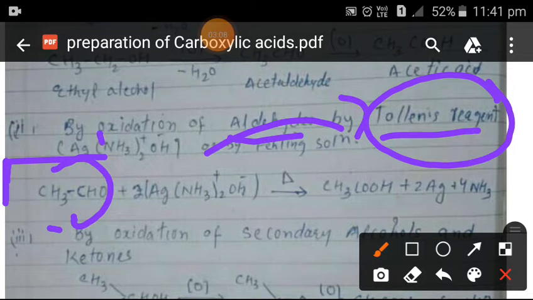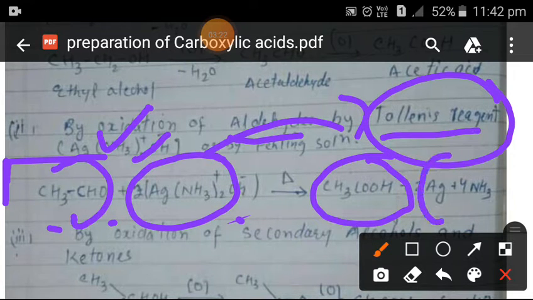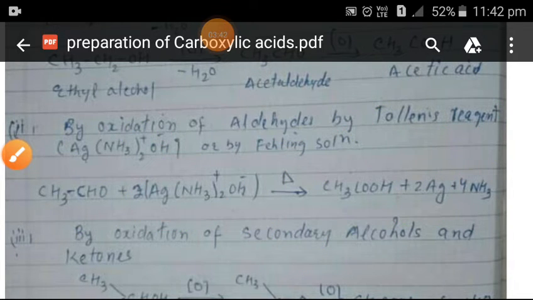When this acts as a reducing agent, it means that it gets oxidized. So the oxidation of aldehyde here takes place by means of what? By means of Tollens' reagent, resulting in the formation of acetic acid, and here the silver is formed, which gets reduced and deposited on the walls of the test tube, which looks like a mirror. That is why it is called the silver mirror test. The reaction is a well-known reaction used to identify the aldehydes and ketones.